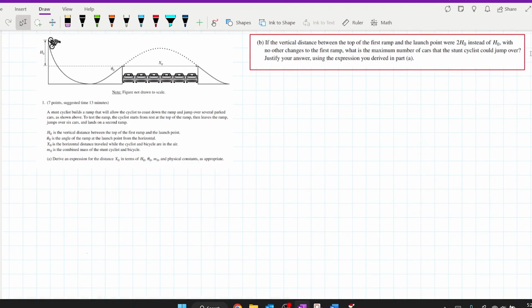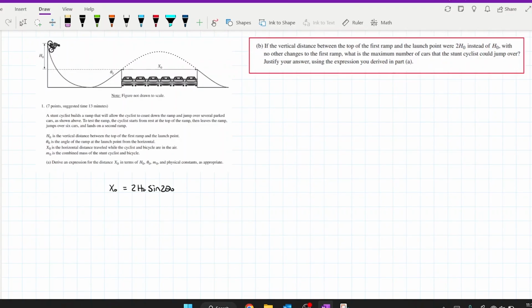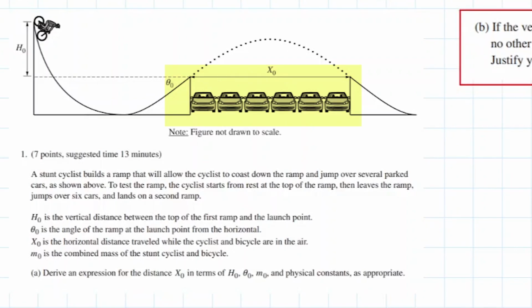In this video, I will be covering part B of the question I first covered in this video here. Be sure to check that video out for part A first before watching this one. For part B, we're asked to find out how many cars the cyclist would be able to jump over if the starting height was now 2h0 instead of just h0, and we're told to use the expression we found for x0 in part A. We're told in the problem that x0 is equal to the length of 6 cars.